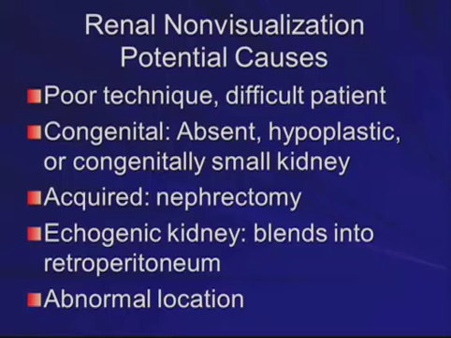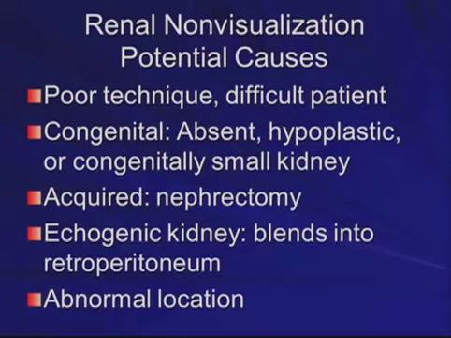Now, sometimes the sonographer will come to you and say, I don't see one of the kidneys. And when this happens, it's very important to have some kind of differential in your mind in order to problem solve why you may not be seeing that kidney. Possibilities include the fact that perhaps the sonographer is using poor technique, or the patient's just difficult to scan. Another reason may be that there's a congenital abnormality here, so that, for example, the patient has agenesis of the kidney.